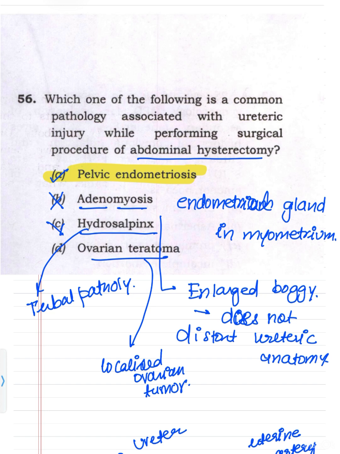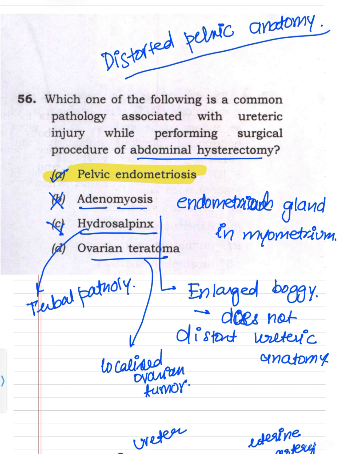So most common risk factor for ureteric injury in gynecological surgery is when there is distorted pelvic anatomy. So whenever there will be distorted pelvic anatomy and you are going to do hysterectomy, you are going to injure the ureter. And the distorted pelvic anatomy is especially found in the pelvic endometriosis.